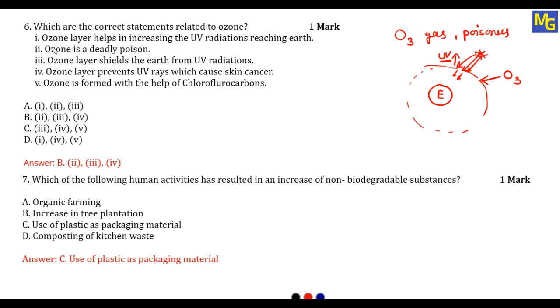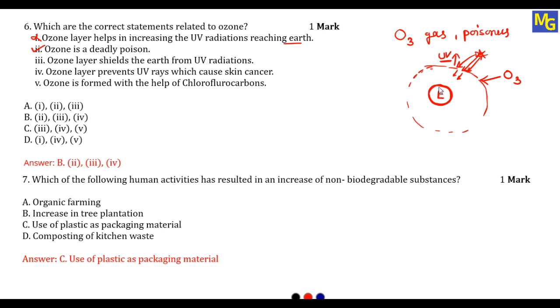First statement, ozone layer helps in increasing the UV radiations reaching the earth. It is completely wrong because it will prevent the UV rays from coming to the earth. So the first statement is completely wrong. Second statement, ozone is a deadly poisonous gas. Yes, it is correct. Third statement, ozone layer shields the earth from UV radiation. As I told, earth is here and here is the ozone, so ozone is preventing the UV radiations from coming inside.